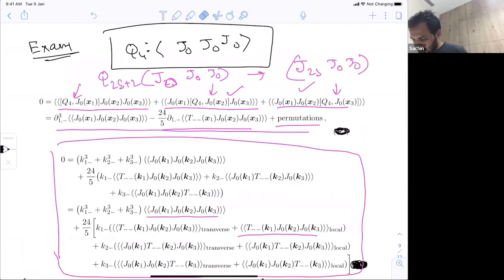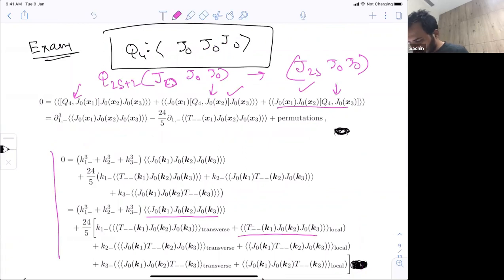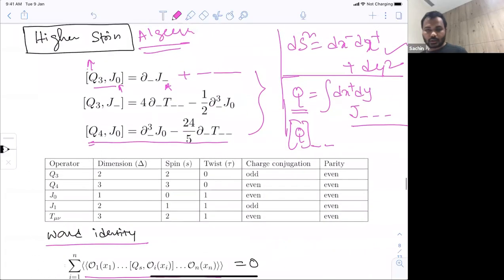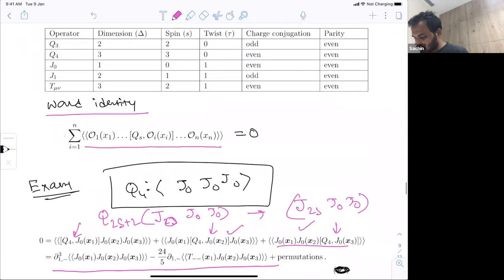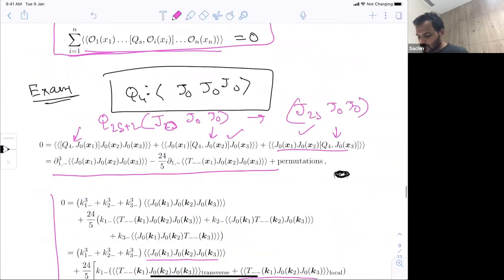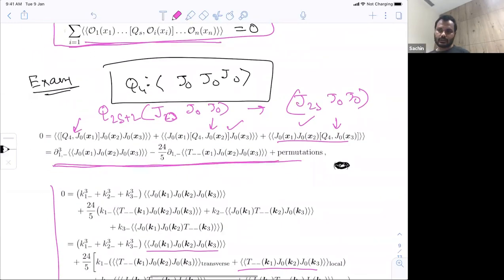No. So you see, in the Poisson space, this is the higher spin equation. Okay. This just follows from the higher spin equations. That Q3 on J0 is. These are the things. Then I just act, I just use the higher spin Ward identity, and then I'll get some differential equation on the Poisson space.